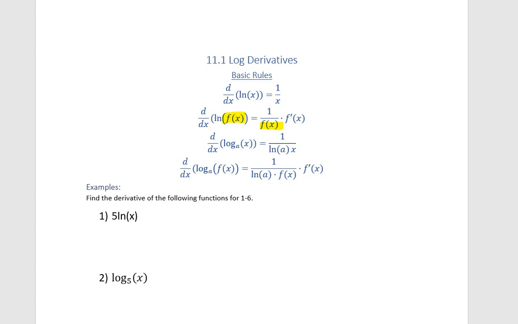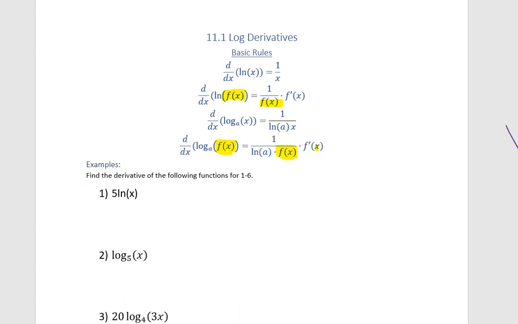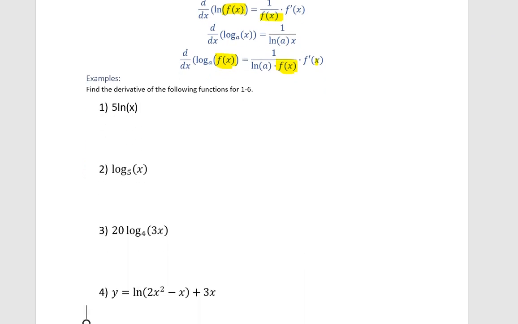Now, the same rule applies if you're doing a log in a different base. So, for example, the derivative of log base a of x equals 1 over the natural log of a times x. So, if the inside is actually a function, then that is going to replace that x on the bottom, and then you multiply by its derivative. So let's just jump right in and start looking at some examples. Let's go crazy. Let's find the derivative for the following functions, 1 through 6.